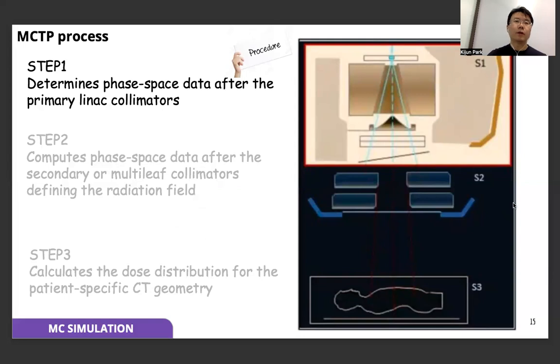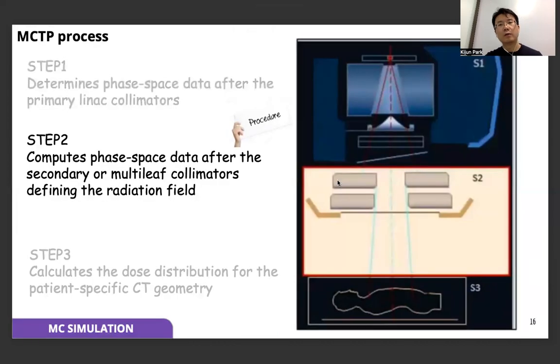The other example is the MCTP, Monte Carlo treatment planning process under the CT image process, which is a well-known example, and there is a standard step to calculate the dose through this Monte Carlo simulation. The first one, as you see in the picture here, is to determine the phase-space data after the primary linear accelerator collimator. Once you see the collimator we are using here, you can determine what the phase-space beam distribution looks like.